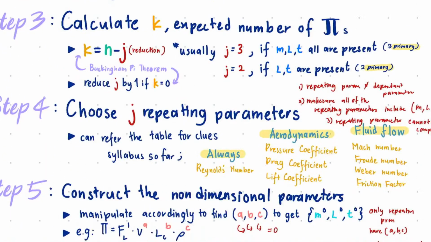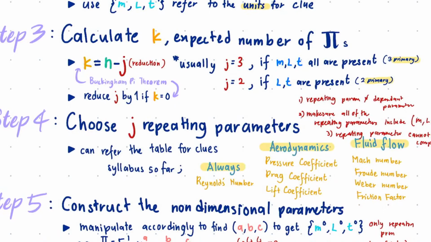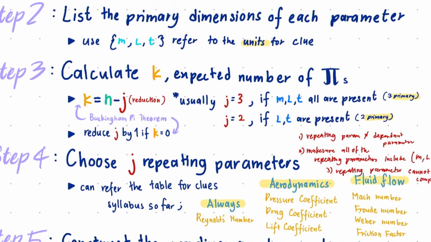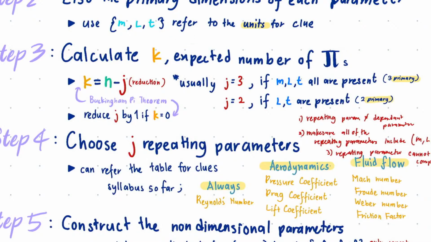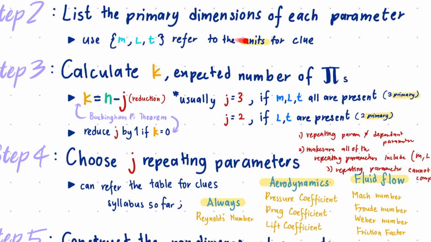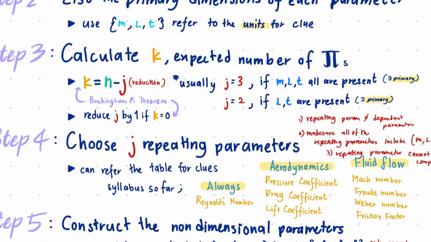So we move on to step 3, which is the Buckingham Pi theorem. We have now listed down all the primary dimensions. Now we need to calculate K, the expected number of non-dimensional parameters, or pi's. How many pi's do we need? How many pi's does it need for this condition?